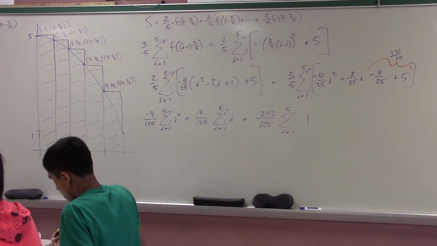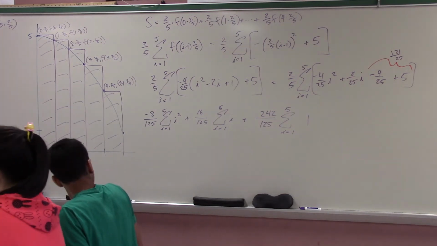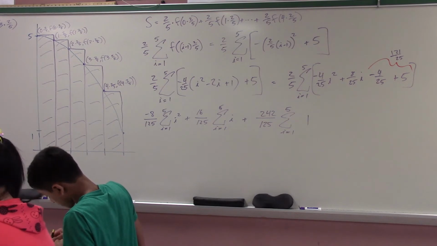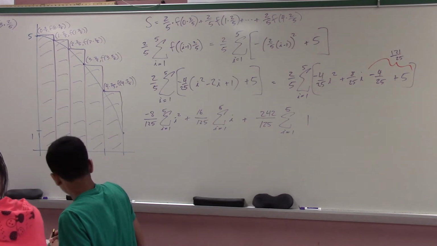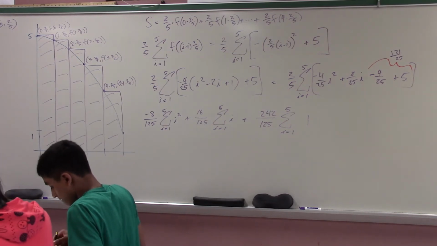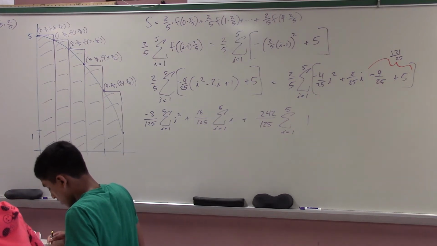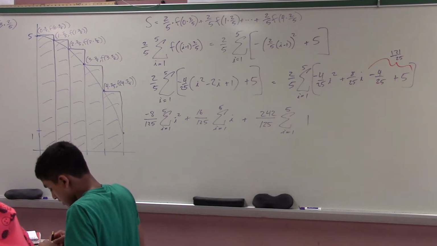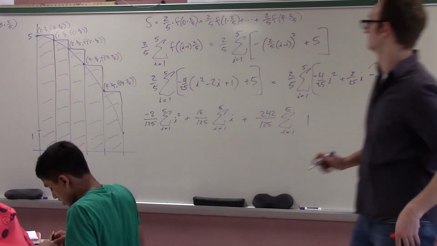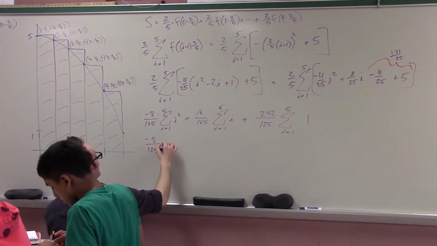My sigmas are fresh. Now compute these using the formulas. What's the other relevant formula? What's the sum from i equals 1 to n of just i? This is n times (n plus 1) over 2. So finish this computation and tell me what you get.